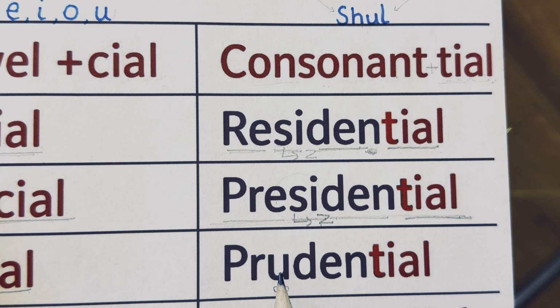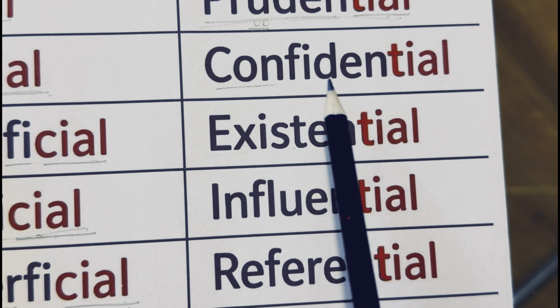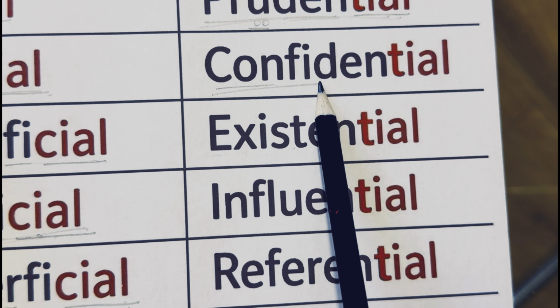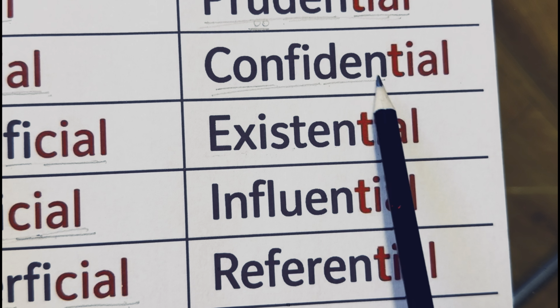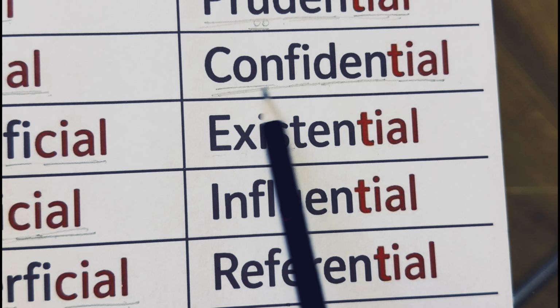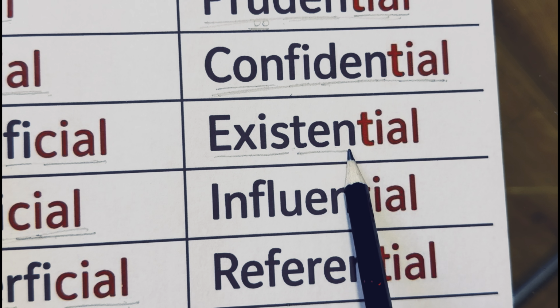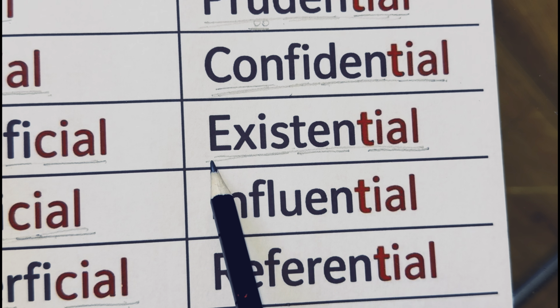U. As I told you, the sound of U is A. But in this example, I am reading U as U sound, long vowel U. Pru, den, prudential, prudential. Con, fi, den, confidential, confidential. This word we will read as tricky word. Existential, existential.